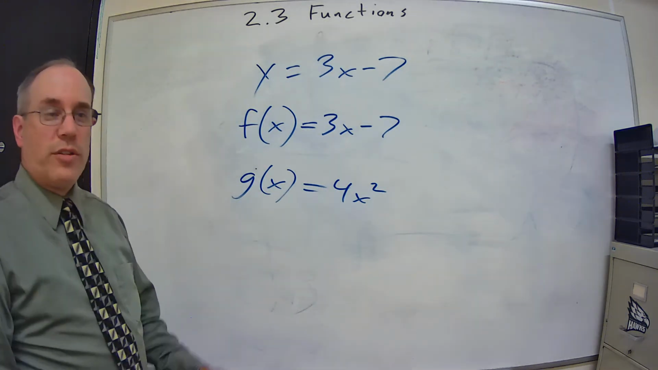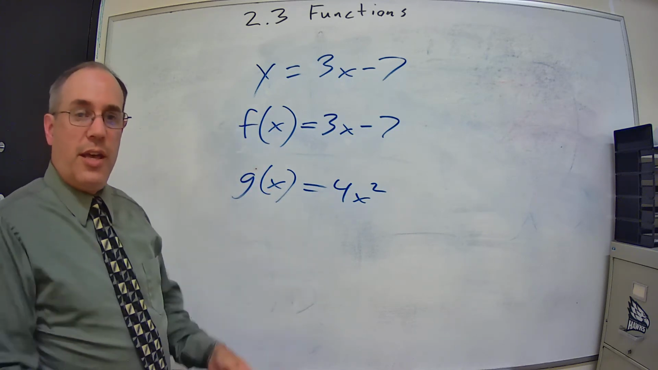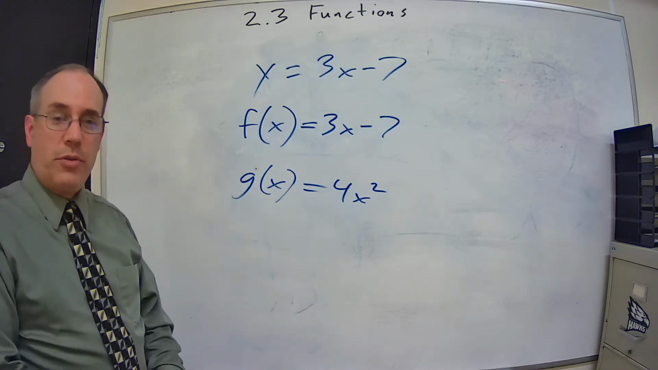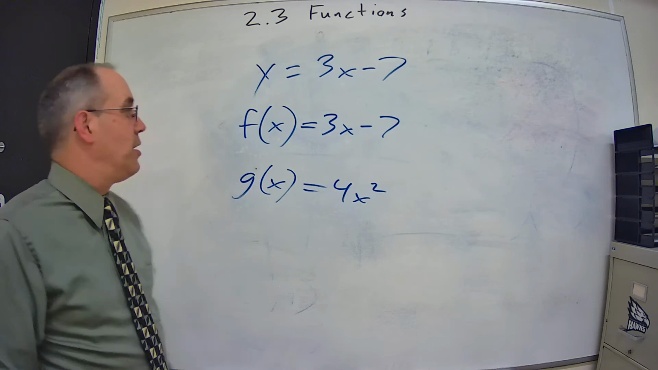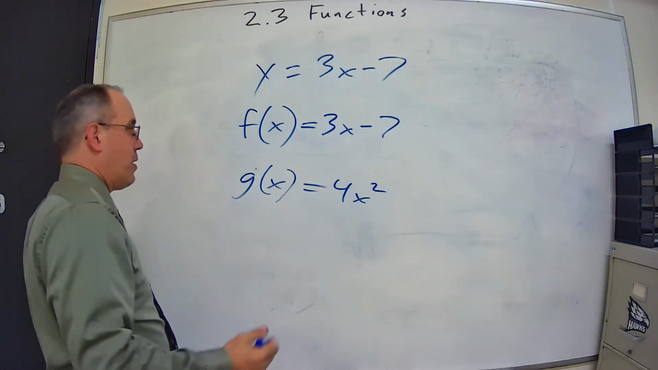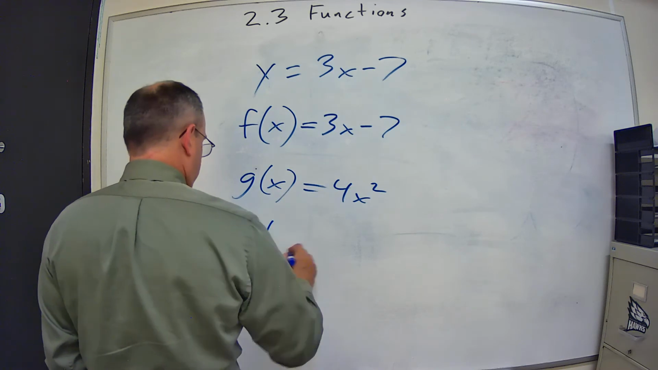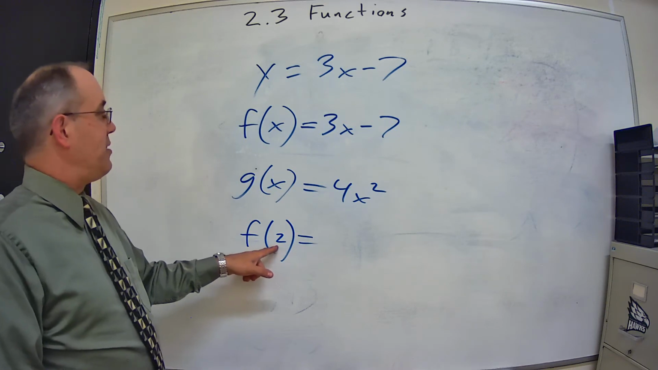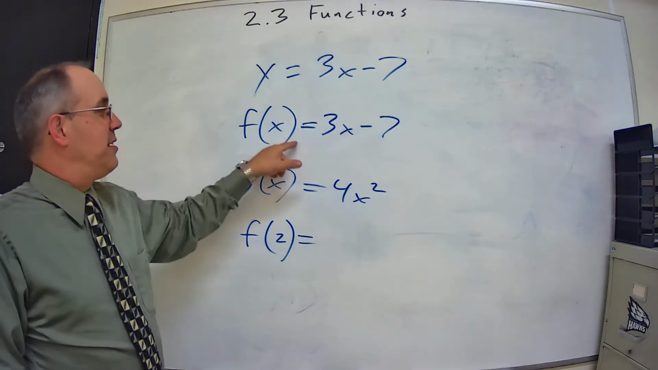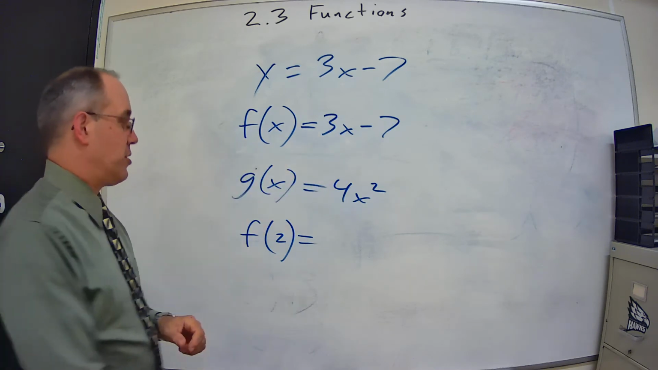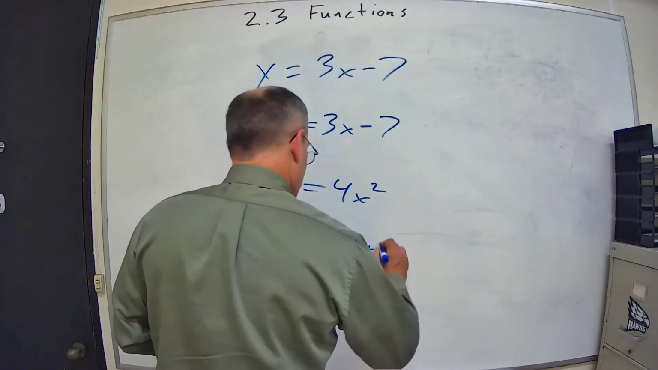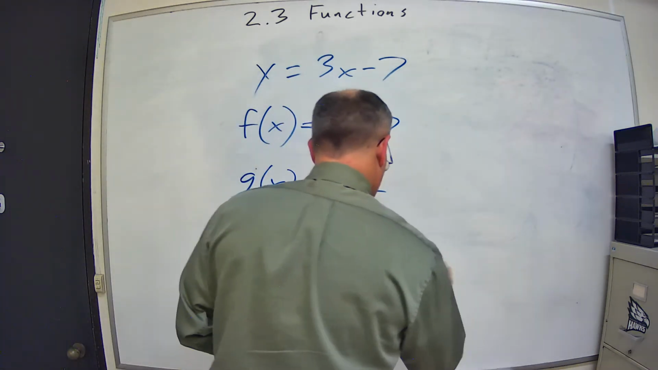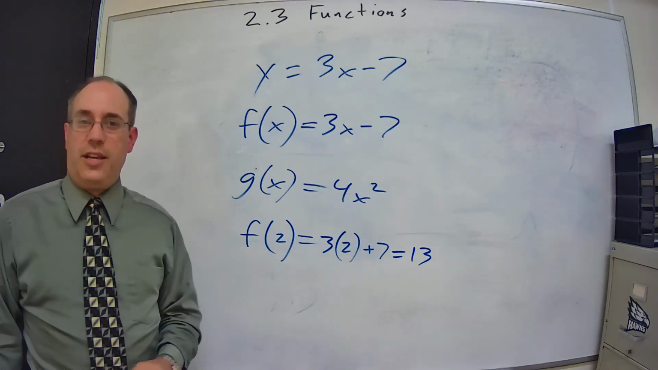Well, one of the cool things once we change and go into this notation is we can now state what we want that input to be and find the output. So I've got these two things here. I can say f of 2. F of 2 says replace x in the function f of x with 2. So it says 3 times 2 plus 7. 3 times 2 is 6, plus 7 is 13. So f of 2 is 13.